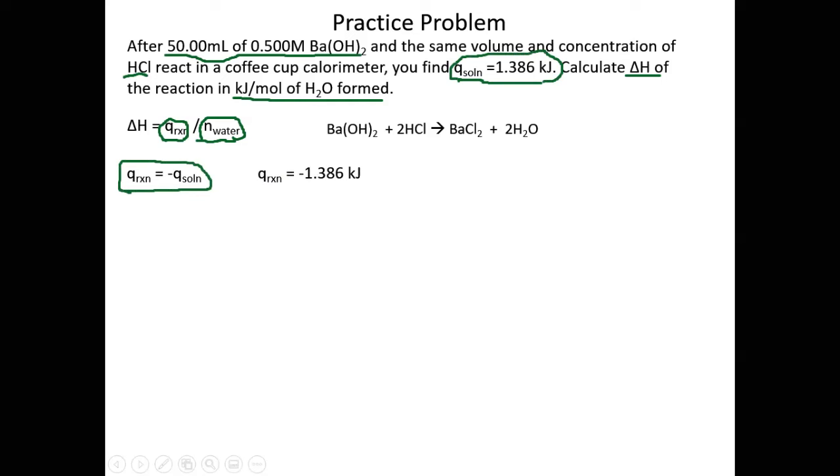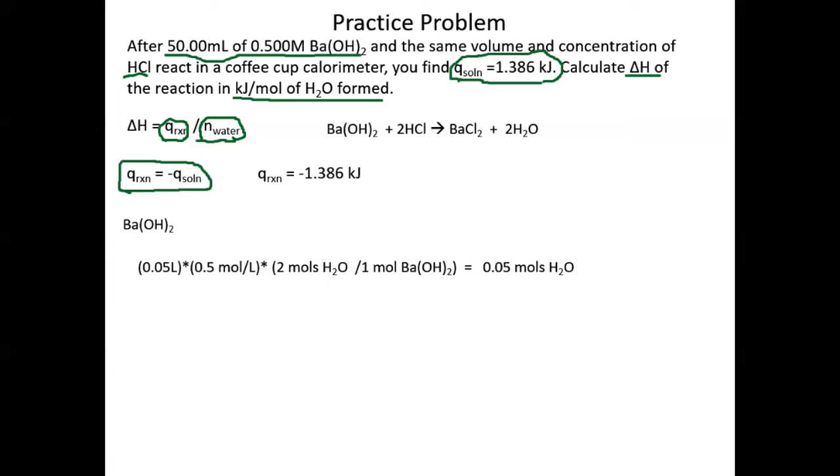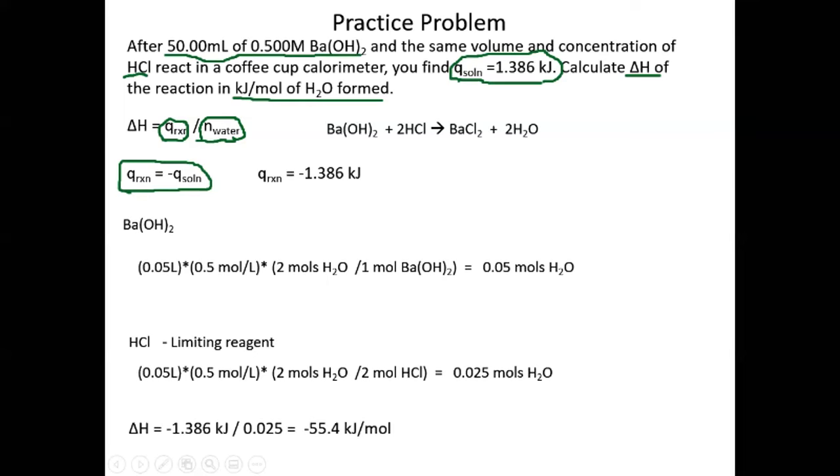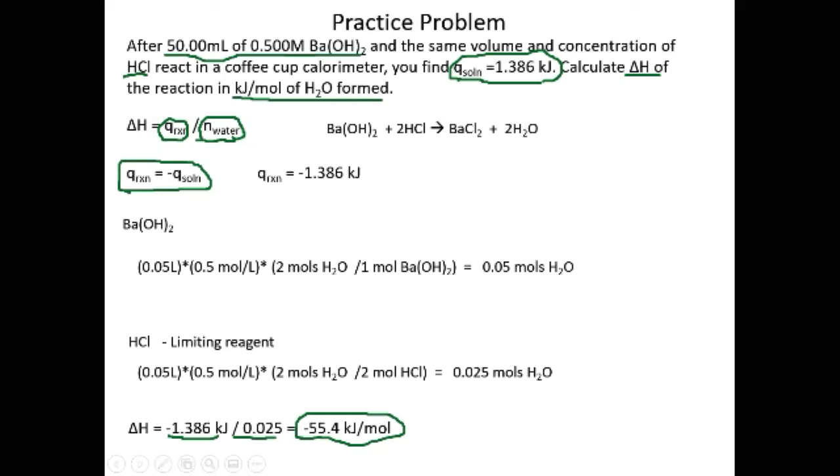The next thing we need to do is find the moles of water. So we have to determine which reactant produces the fewer moles of water, to determine, now get this, the limiting reactant. So we take barium hydroxide, find the moles of water produced, 0.05 moles. We take HCl, determine the moles of water produced, 0.025 moles. Since HCl produces the fewer moles of product, it's the limiting reactant. Then we take the moles of water produced by the limiting reactant and the Q of reaction, and we can find the delta H. Typically, delta H is given in kilojoules. And this delta H better be exothermic, because generally an acid-base reaction is exothermic.